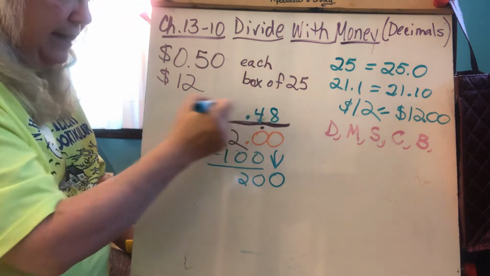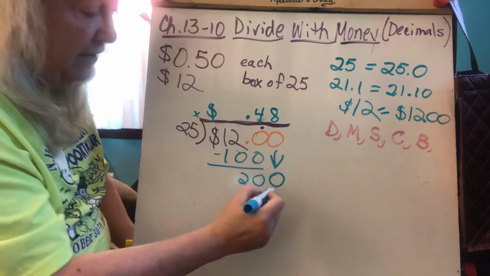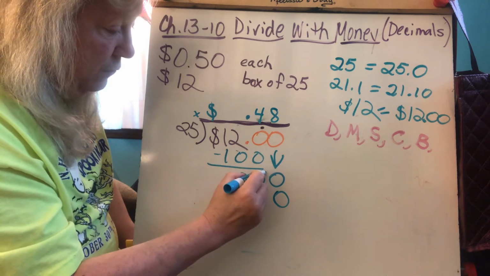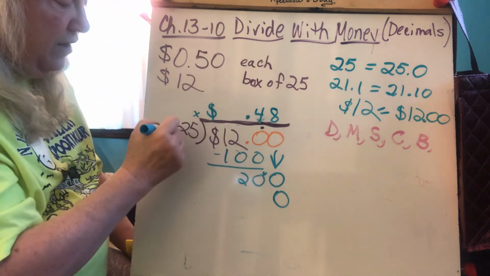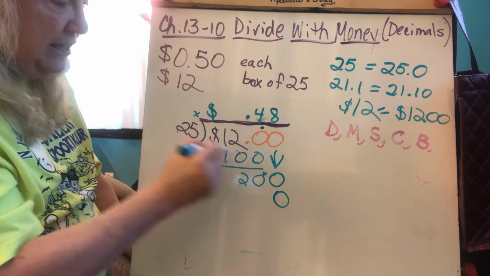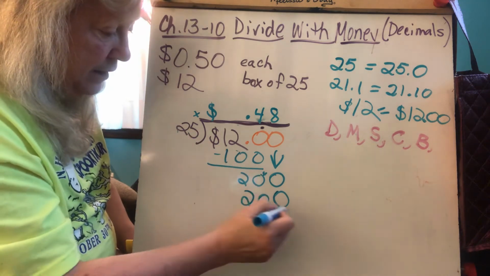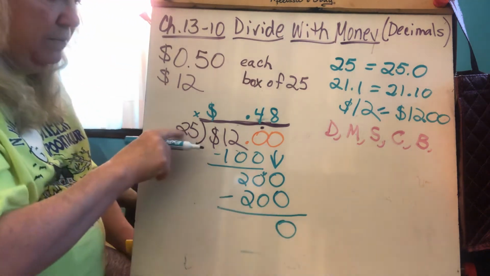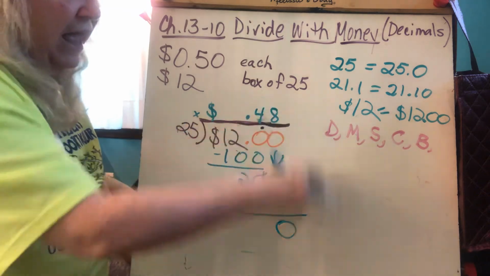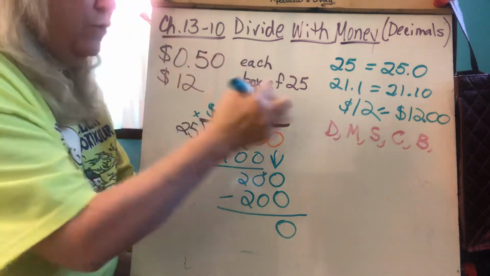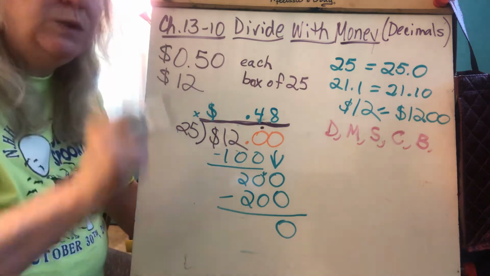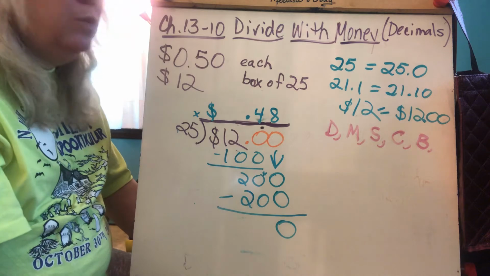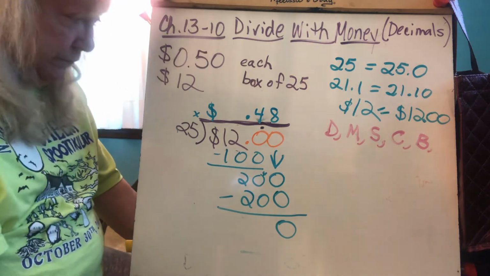Now I'm going to multiply. 8 times 25. 8 times 5 is 40. Put down my 0. Regroup my 4. 8 times 2 is 16 plus 4 is 20. Subtract. 200 minus 200 is 0. 0 is smaller than 25 and there's nothing to bring down. Now remember, if you got a remainder here with money, you did something wrong, because we do not have another coin that's smaller than a penny. So you will never get a remainder in money, okay?